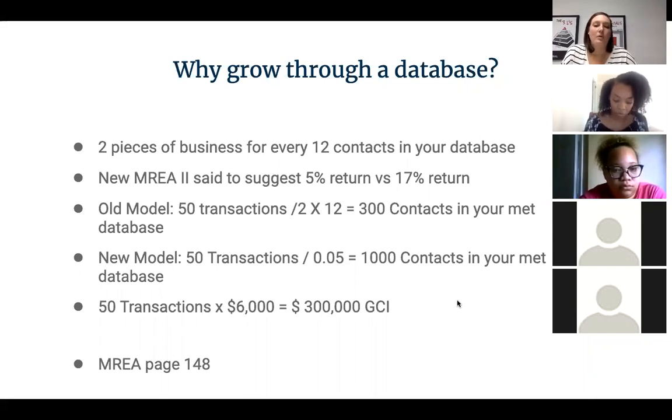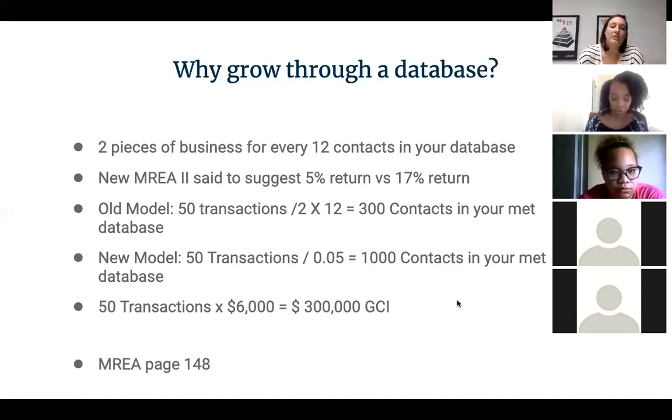The old model at 50 transactions divided by 2 times 12 means you need 300 contacts in your database. The new model suggests, though, you're going to need 1,000 contacts in your database. Now, don't let that intimidate you, because we have multiple ways of putting people in the funnel, and we're going to talk more about how to make the most of them once they get in there.